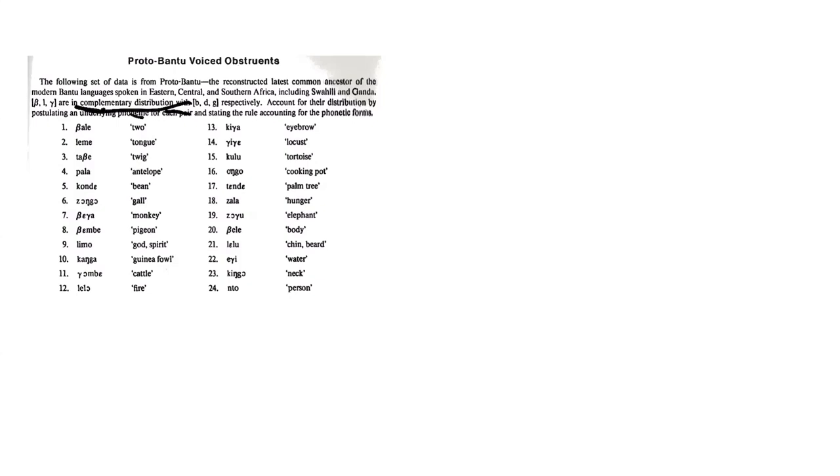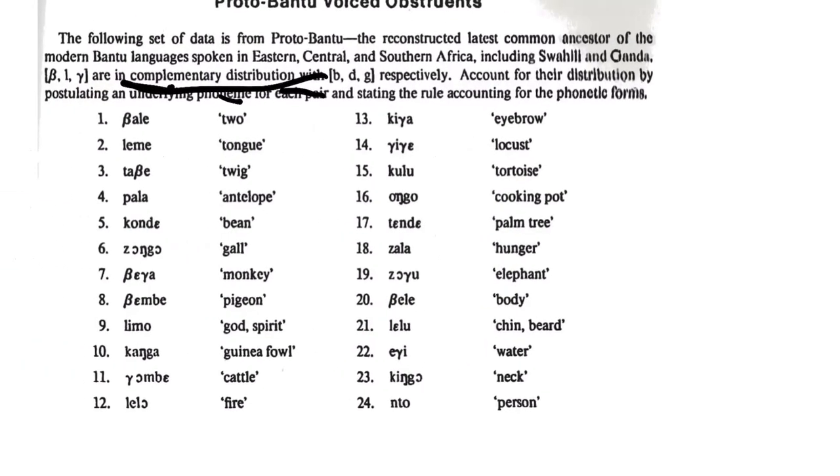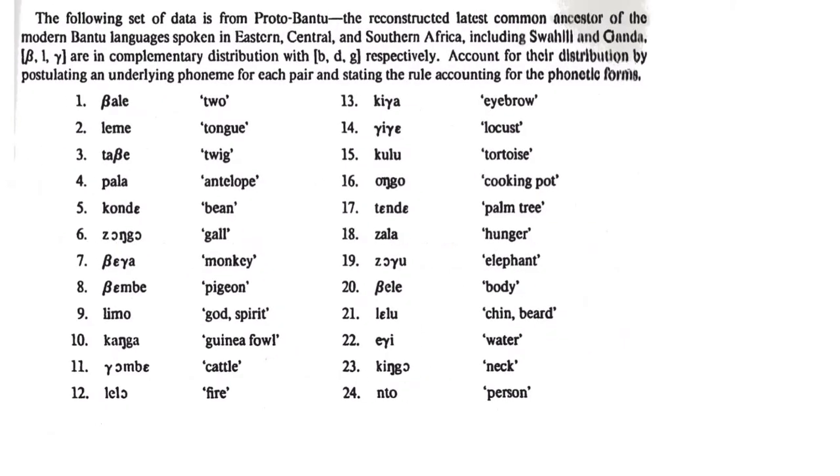Next, I want to start looking at the environments here. I'll zoom in a little bit. What we're after here are the beta versus B, the L versus D, and the gamma versus G. All of those are in complementary distribution. We know that already. So the question is, what is the relationship between the betas and the Bs? The Ls and the Ds? The gammas and the Gs? We're going to look at each one of these and get a sense of what their environments are like.